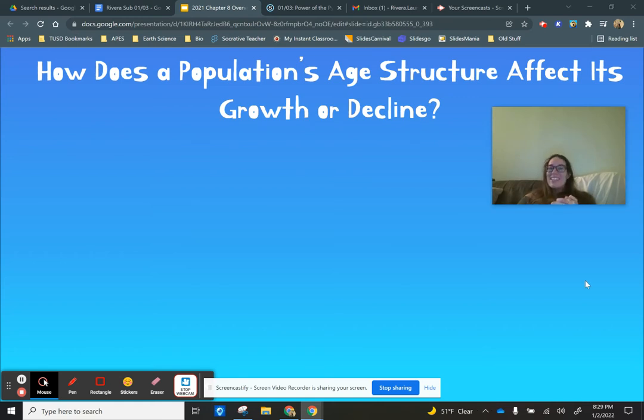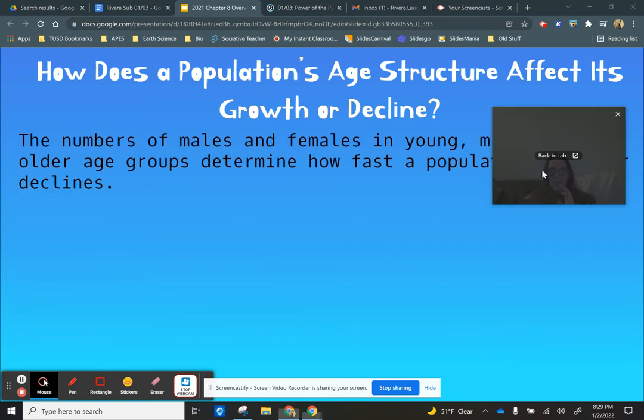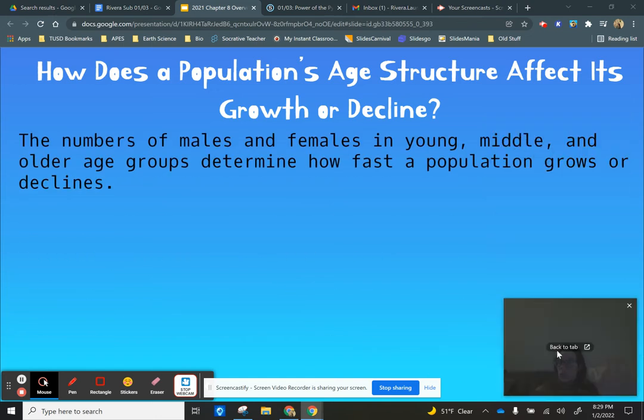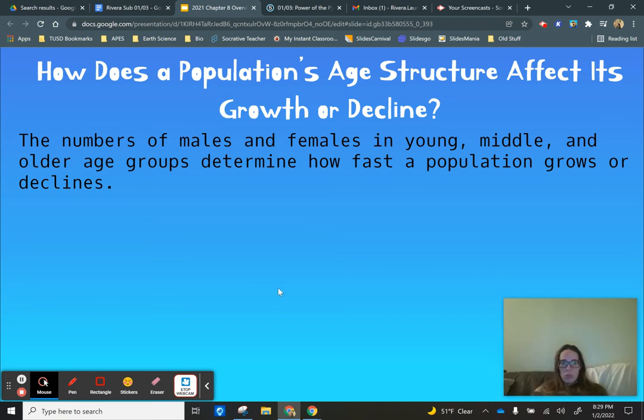All right, so now that we've learned a little bit about age structure diagrams, also known as population pyramids, let's talk a little bit more about them in detail. So essentially, when we're looking at those pyramids, what they were showing in the video is the numbers of males and females in three different age groups. And here's the age groups.